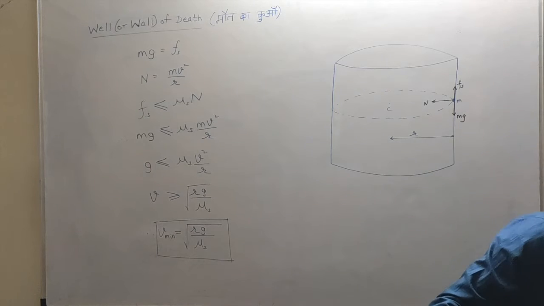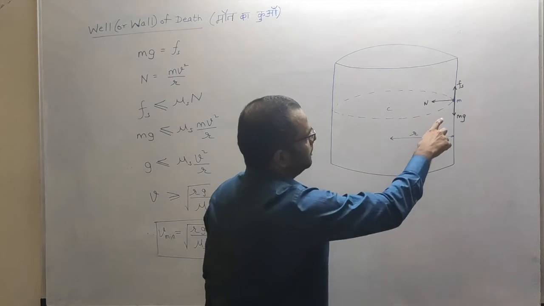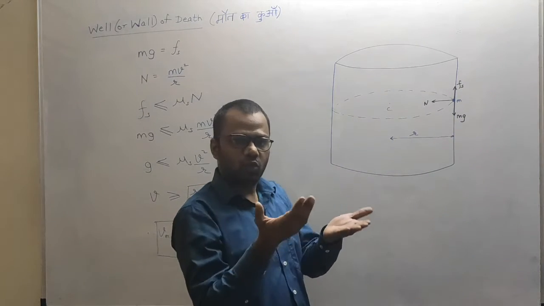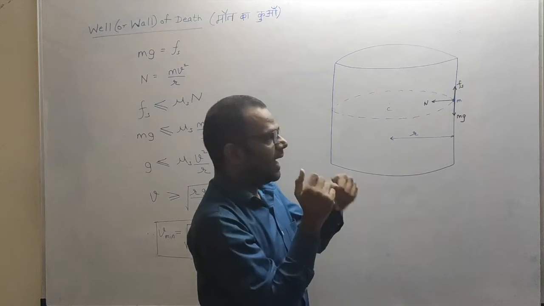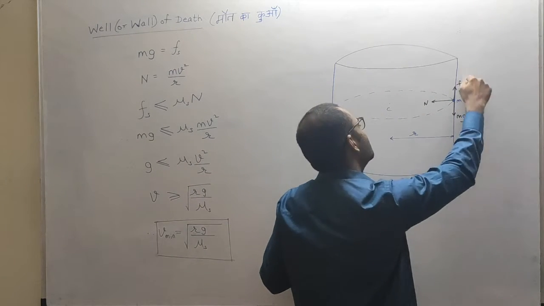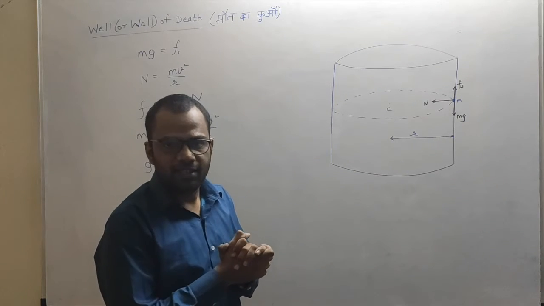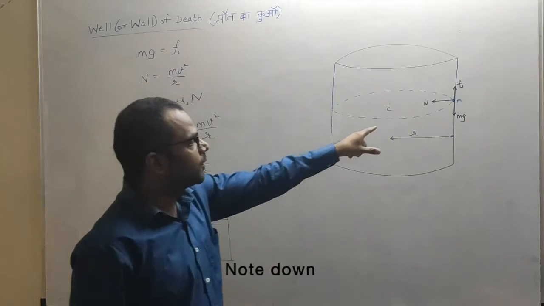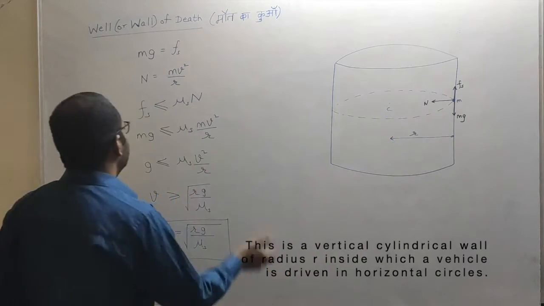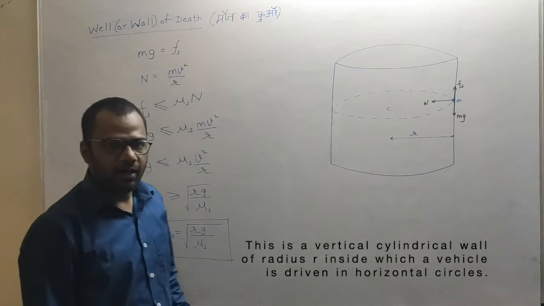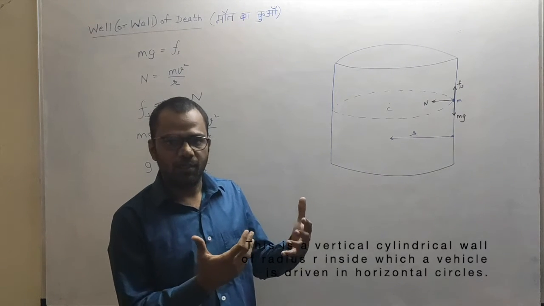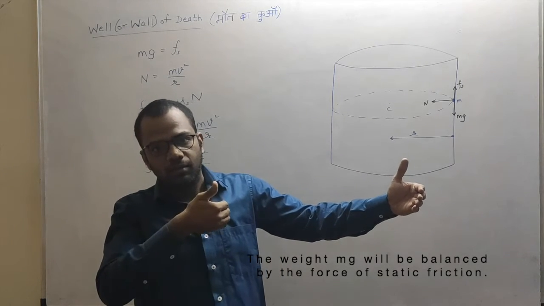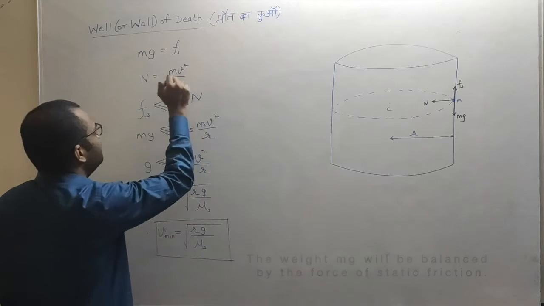In the same way, the particle M tends to slip down, but it is the static force of friction that will prevent it from skidding down, and hence the downward force mg will be balanced by the static force of friction Fs in the upward direction. Alright, so I have written mg is equal to Fs, and who provides the centripetal force? The normal reaction, and hence N will be equal to mv square by r. Who gives the normal reaction? The wall on the particle. So N is equal to mv square by r.